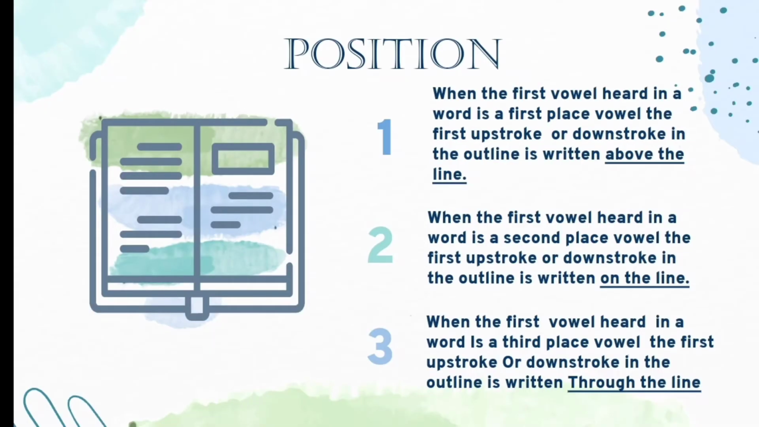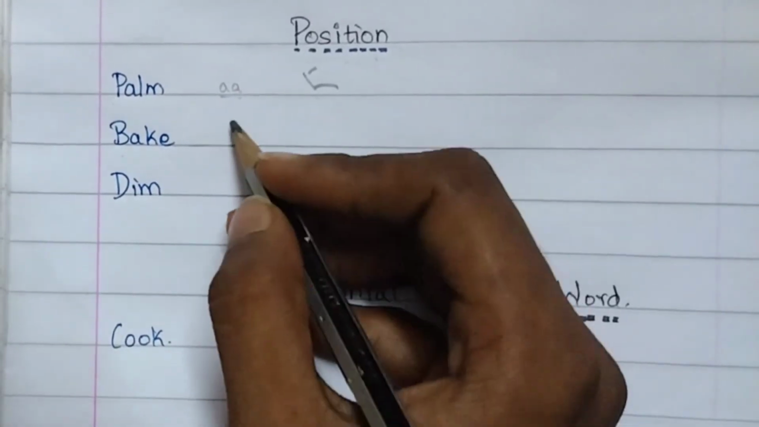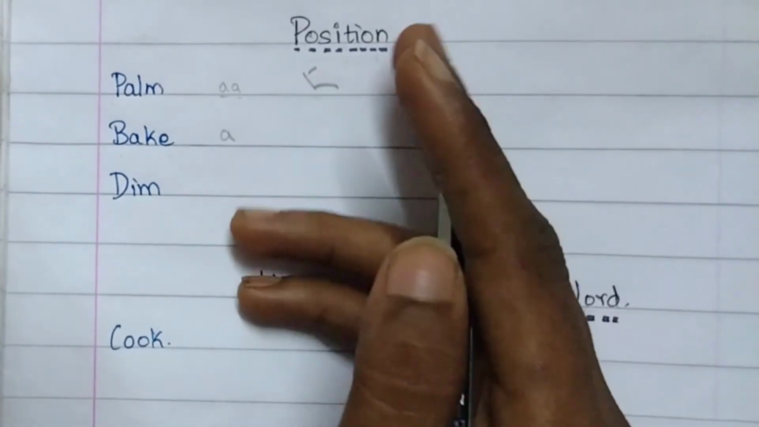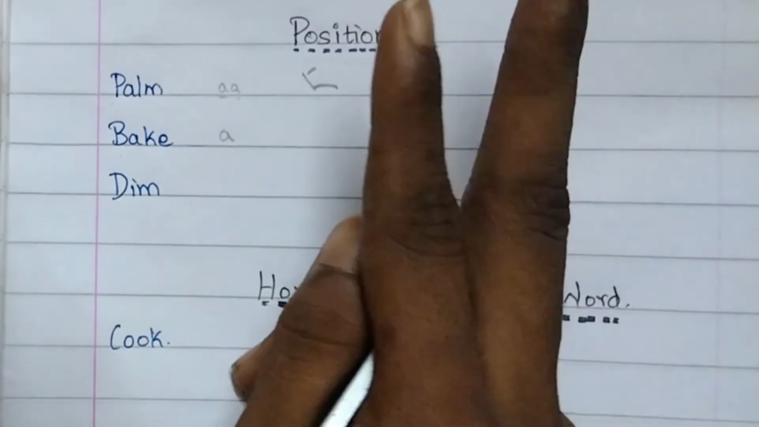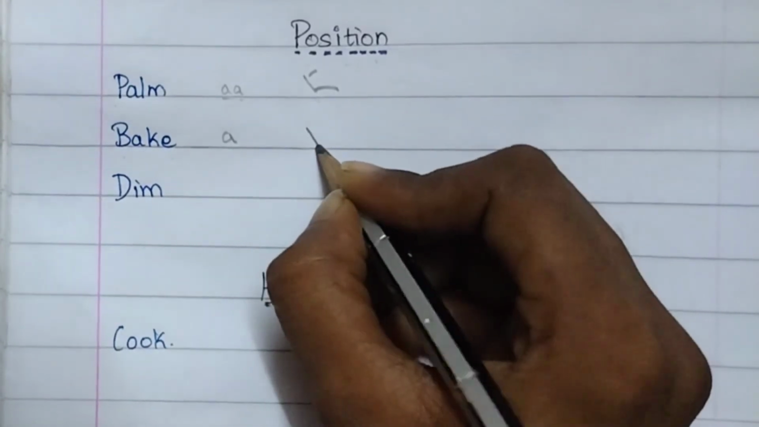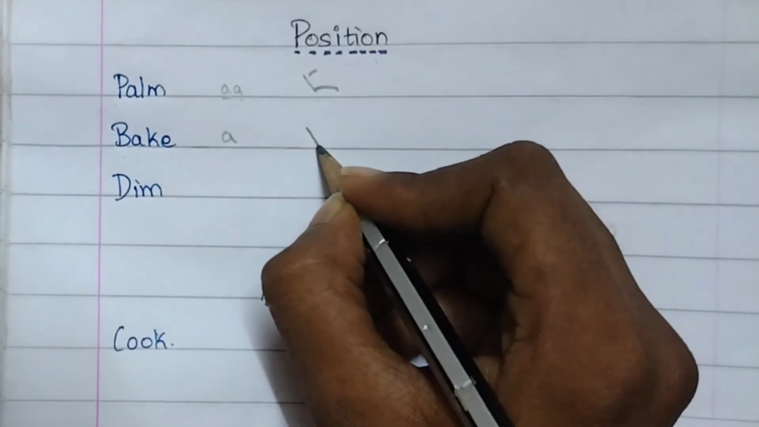And the next rule is when the first sounded vowel in a word is a second place vowel, then that word should be written on the line. For example, take the word bake. It has a vowel sound A. A is a second place vowel. So, the first stroke in this word, that is B, should start on the line.